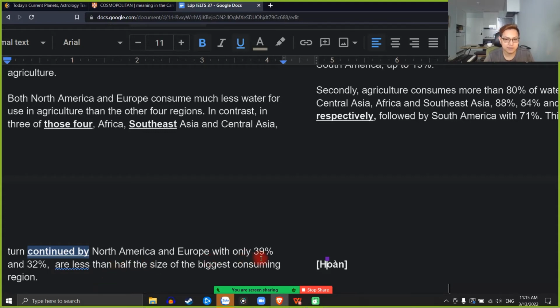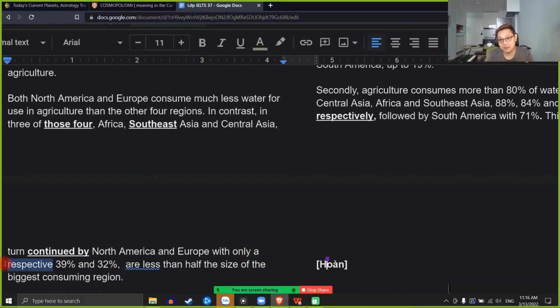North America and Europe with only 39 and 32%, which are respective. Okay, this is the adjective form of respectively. So basically it's an adjective, so it should be put before the numbers, which are the nouns, you know. Okay, with only a respective 39 and 32%.